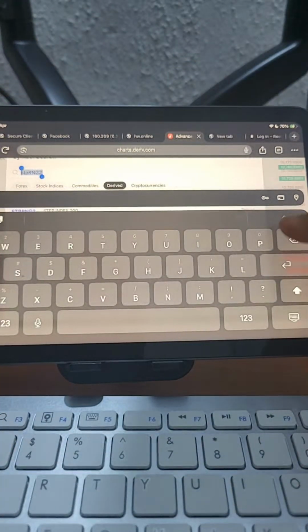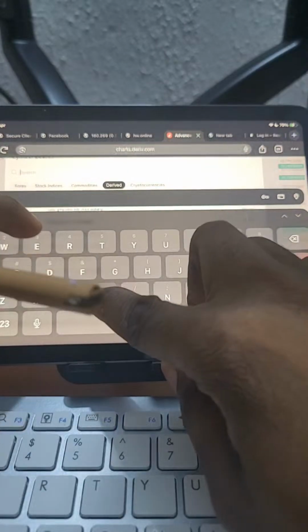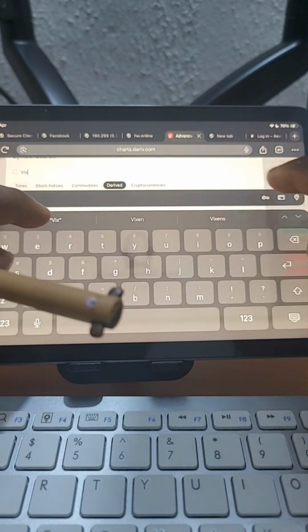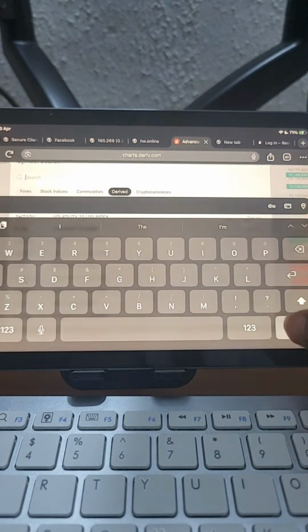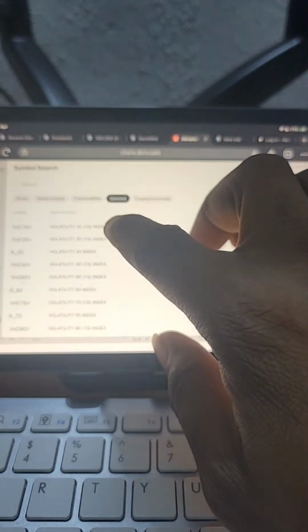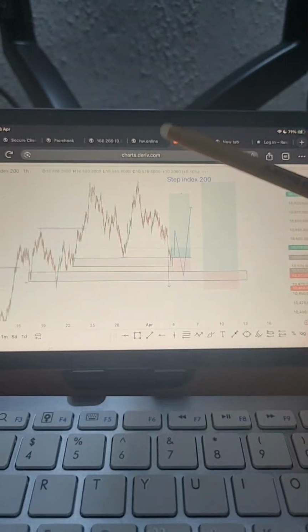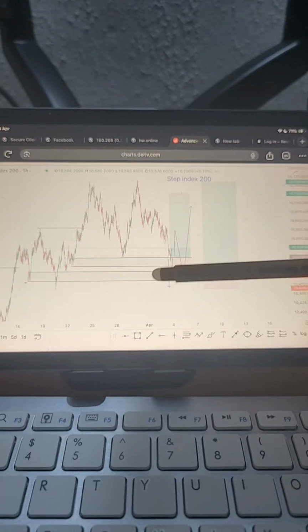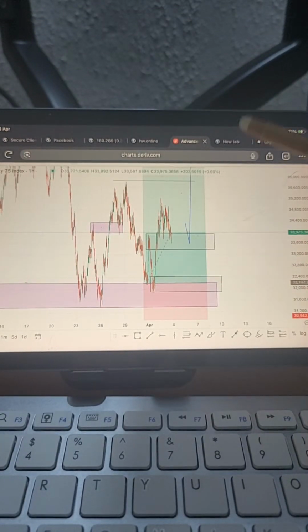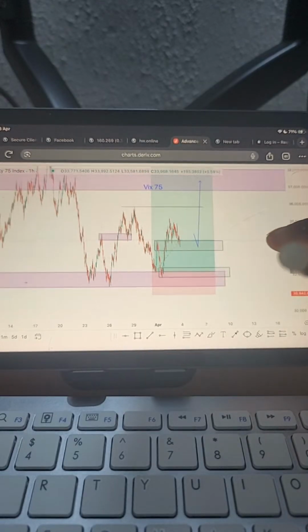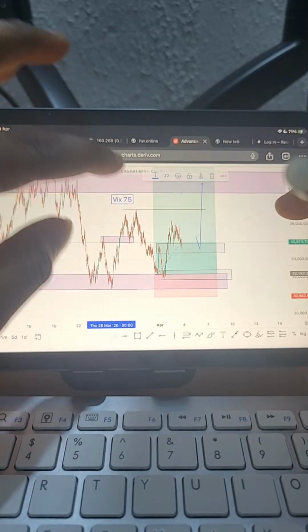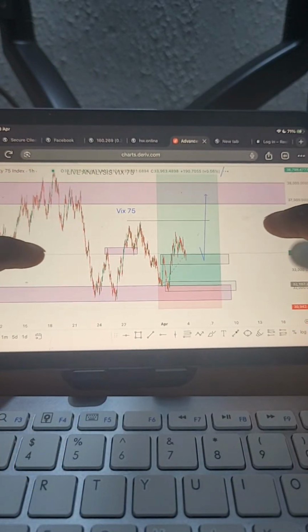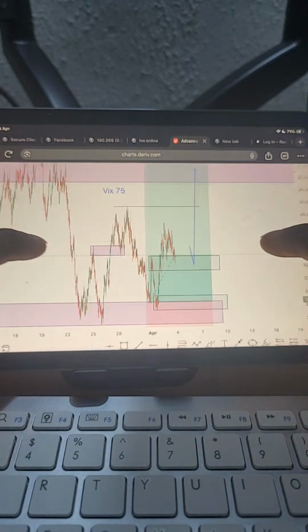So let's check what is happening on volatility 75. Mind you, this trade you just saw was actually analyzed on the live stream during the earlier hours of the day, and you can see our price has now tapped into that zone. Trading is all about patience and discipline. You don't have to rush trades. There are some trades that take hours or days before price gets to where you want it to be.